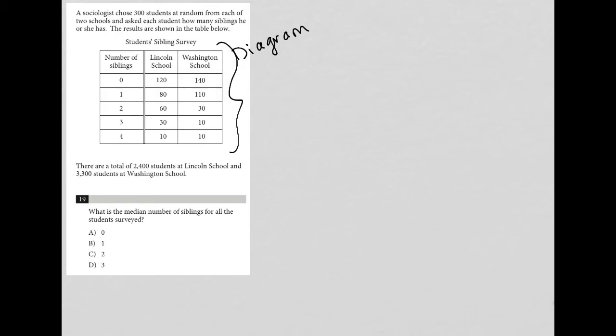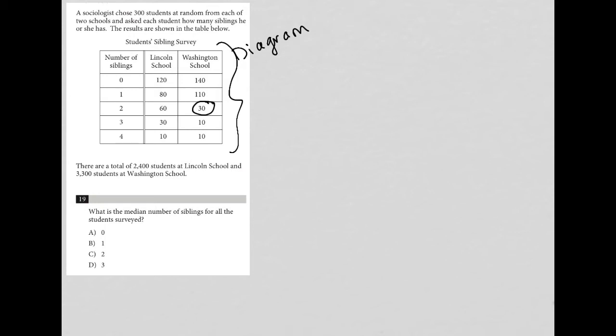A sociologist chose 300 students at random from each of two schools and asked each student how many siblings he or she has. The results are shown in the table below. So I like to just circle a value and then interpret what that number represents. And usually if I can do that, that means I understand how to read the table.